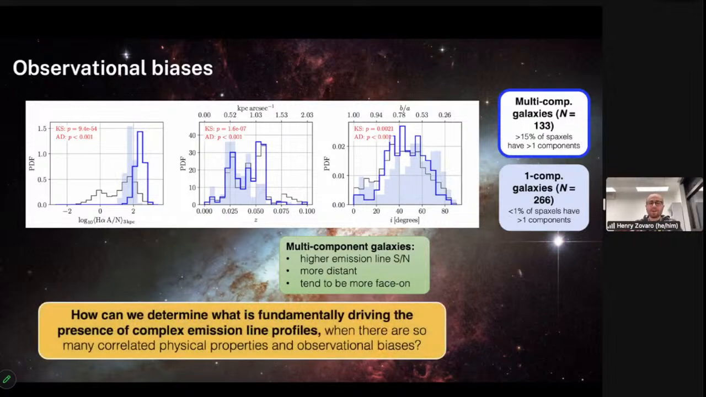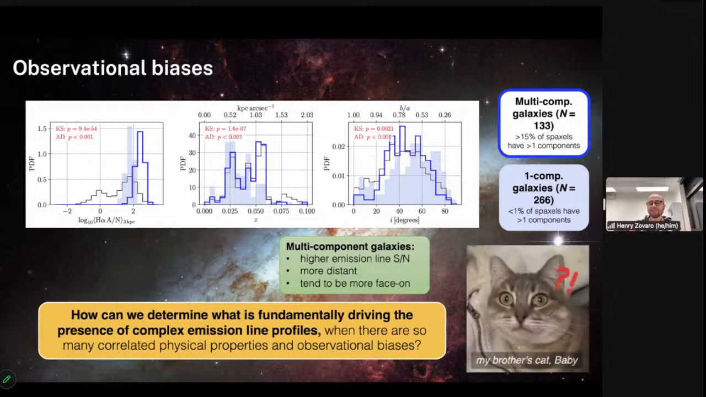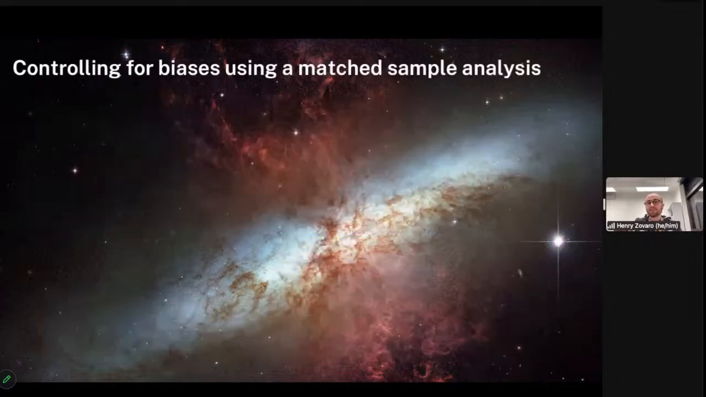So the question then becomes, how can we possibly determine what is fundamentally driving the presence of complex emission line profiles when we have so many correlated physical properties and observational biases? And here is an approximate representation of what I looked like when I got to this point in the project, and it all just seemed too overwhelming. However, the answer to this came in using a matched sample analysis.